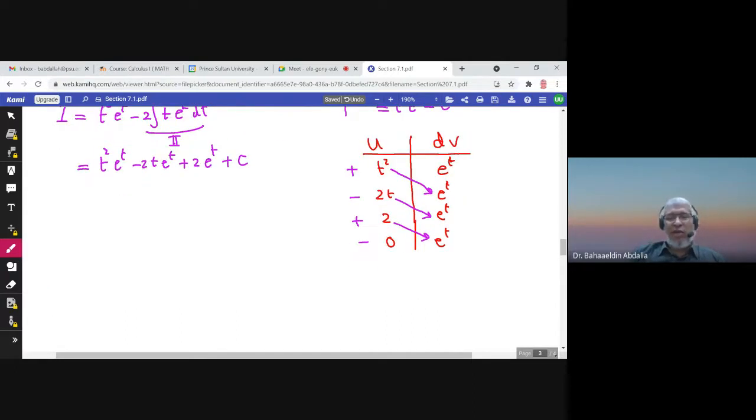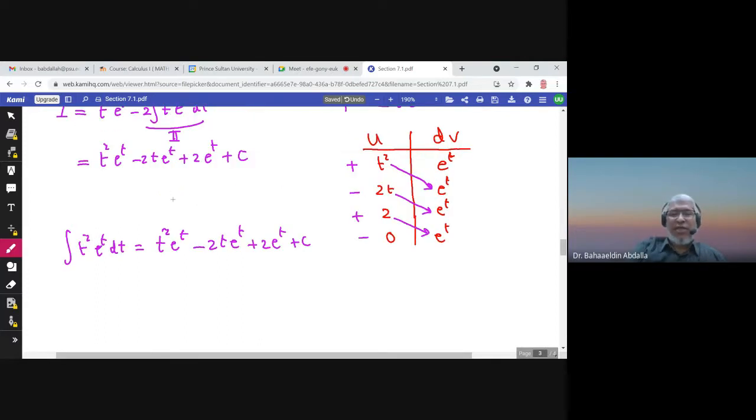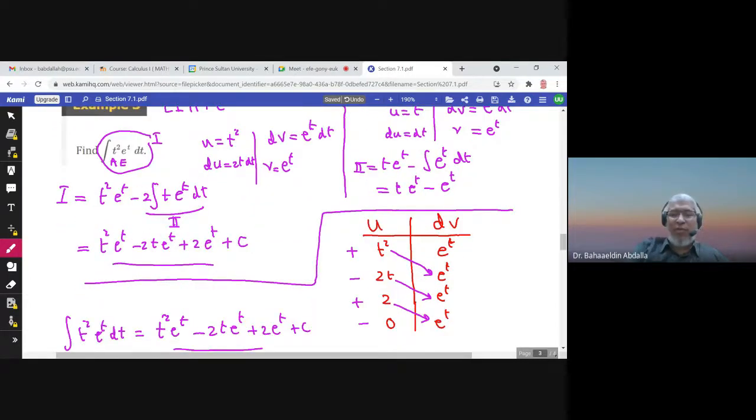So the integral of t squared e^t dt by this method would be t squared times e^t, and then minus 2t times e^t, and then plus 2 times e^t plus c. And you can see that it is exactly the same answer. All right. So I will use this method whenever it's possible because it's easier than using integration by parts twice like this.